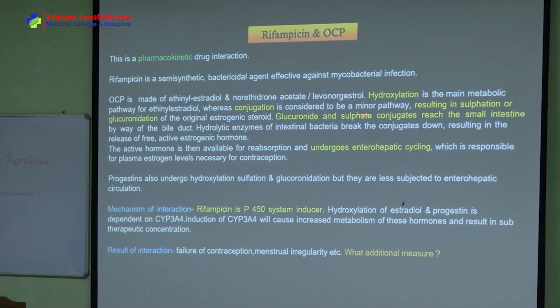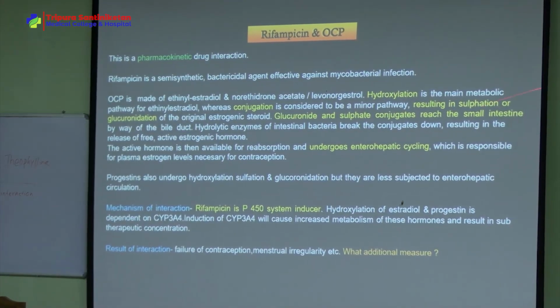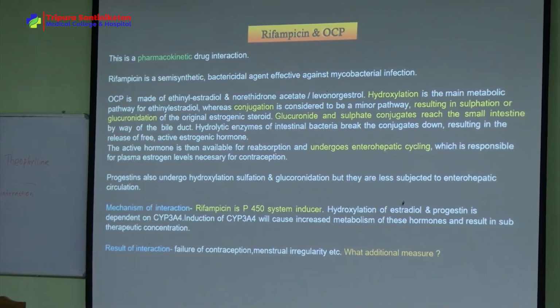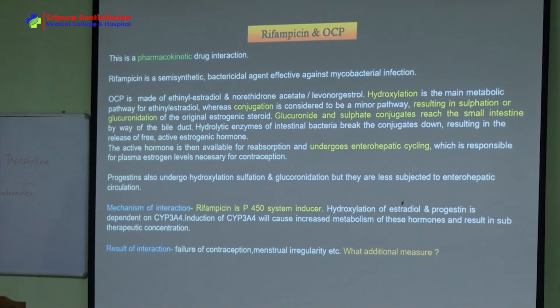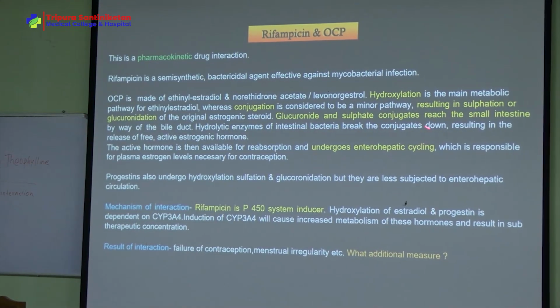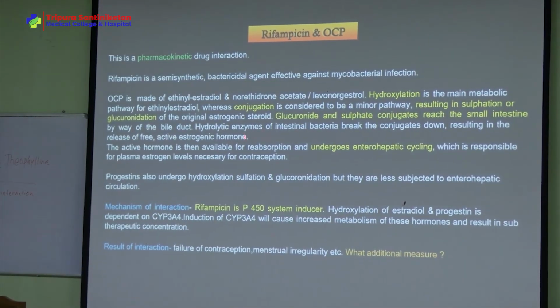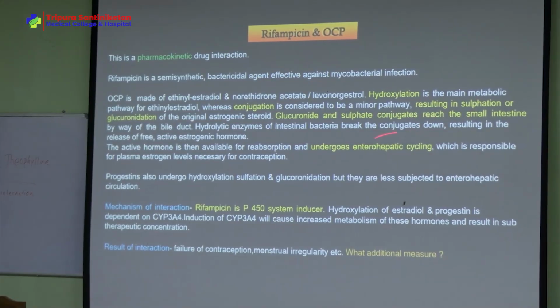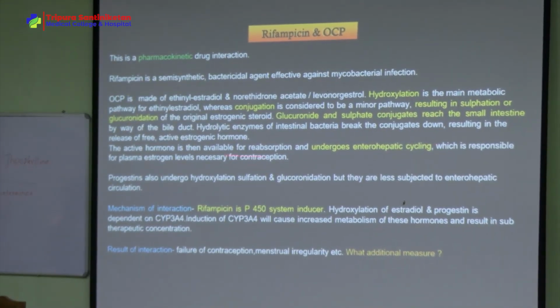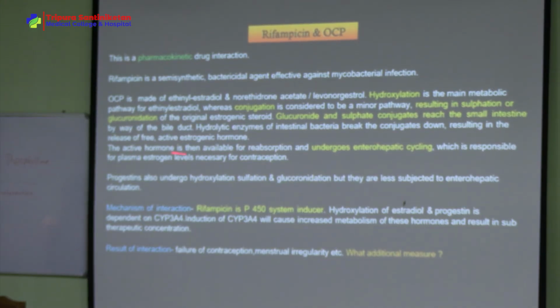Whereas conjugation is considered to be a minor pathway, resulting in sulfation or glucuronidation of the original estrogenic steroid. Now, glucuronide and sulfate conjugates reach the small intestine by way of the bile duct. Hydrolytic enzymes of intestinal bacteria break the conjugates down, resulting in the release of free active estrogenic hormone.